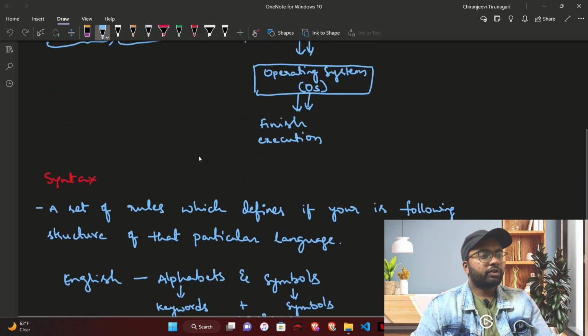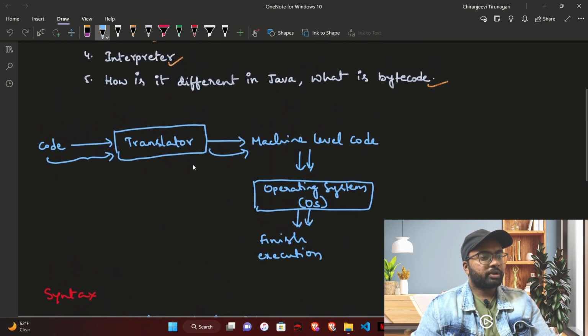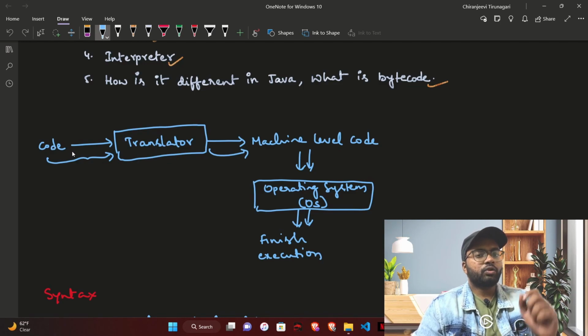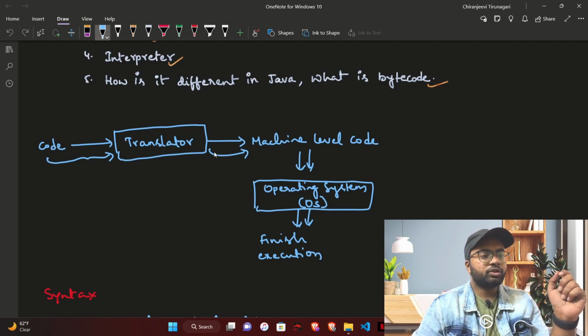So now that we know what syntax is, let's scroll up a little bit and see. Here we have a translator which is converting the code we have written in a programming language into machine level code. And we generally have two types of translators. One is the compiler, the other one is the interpreter.